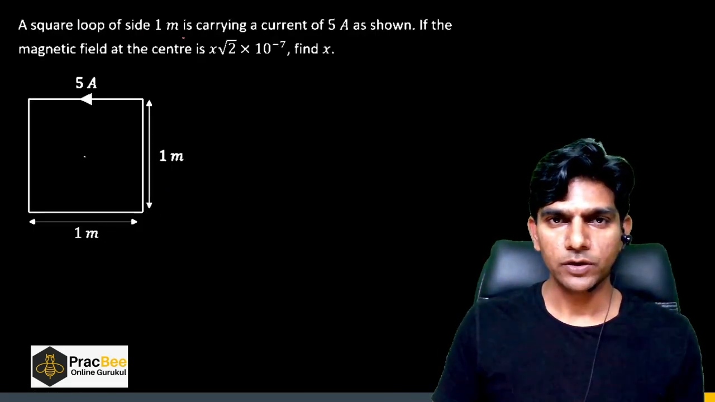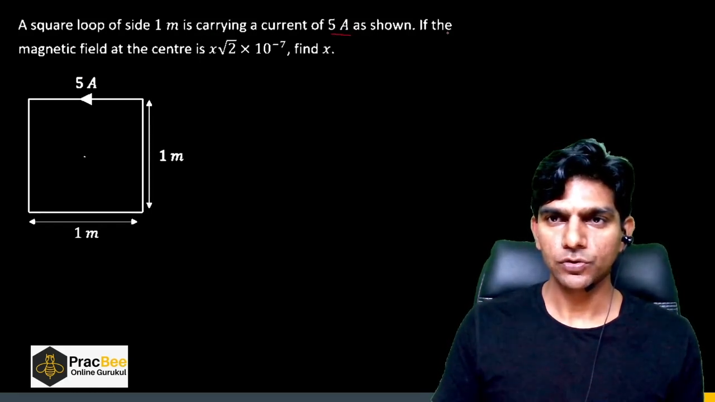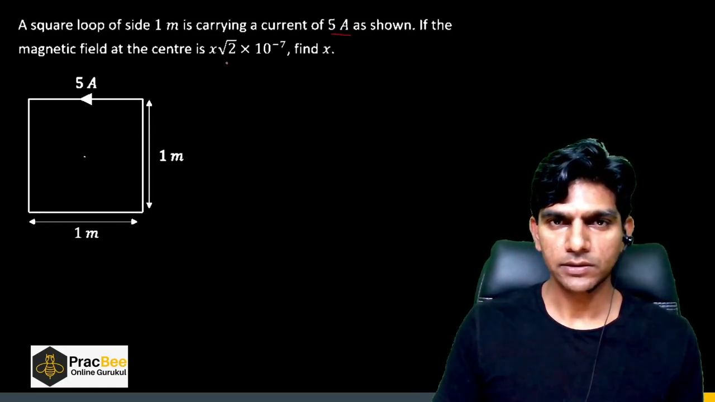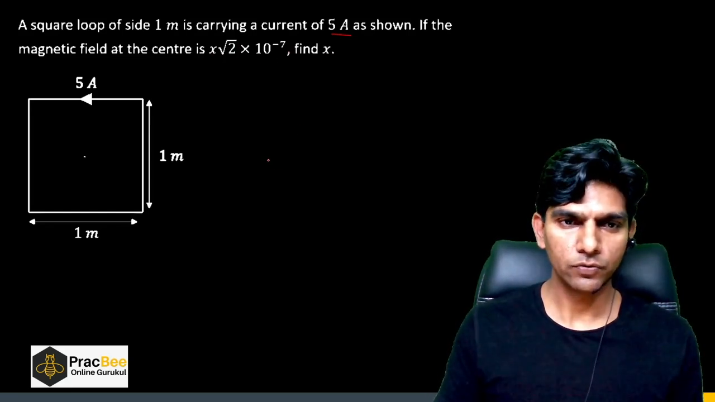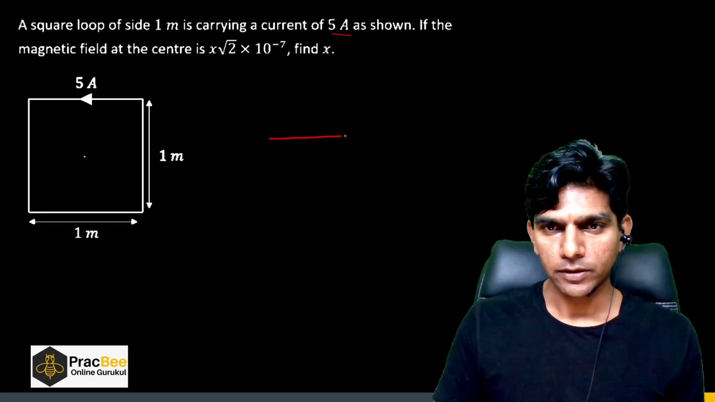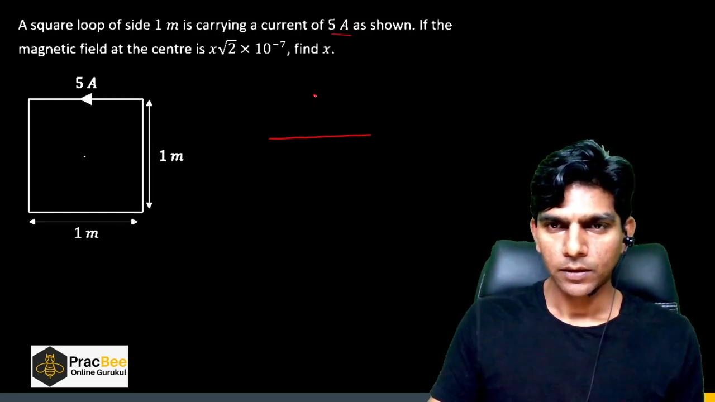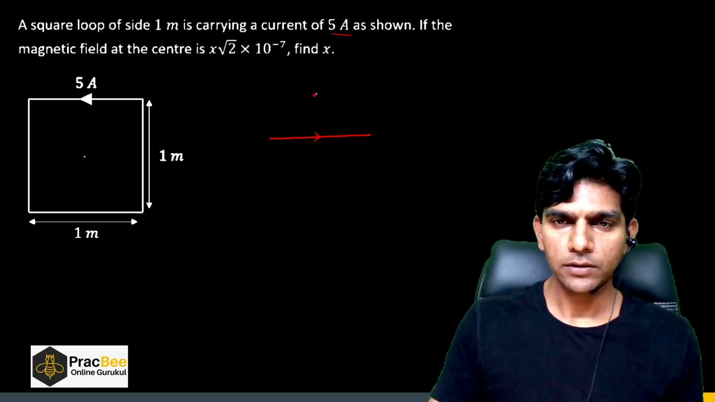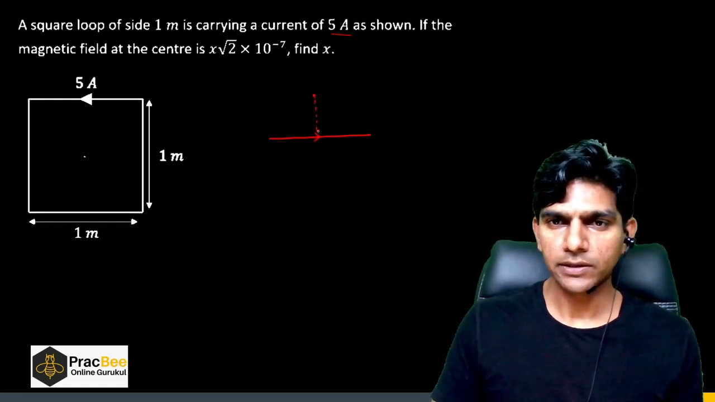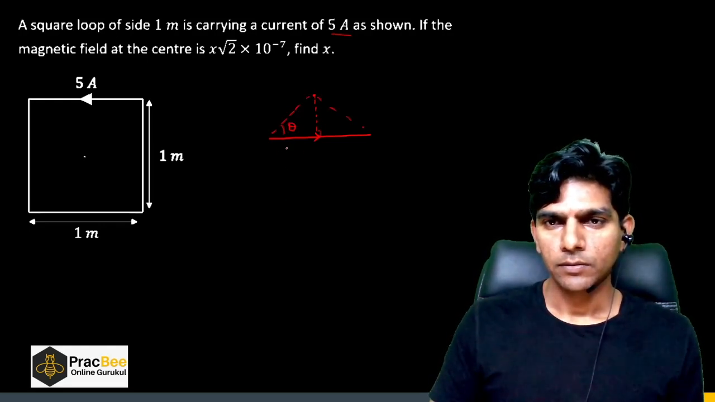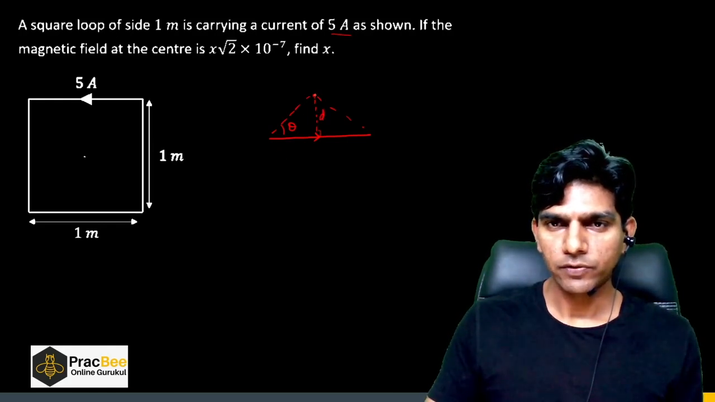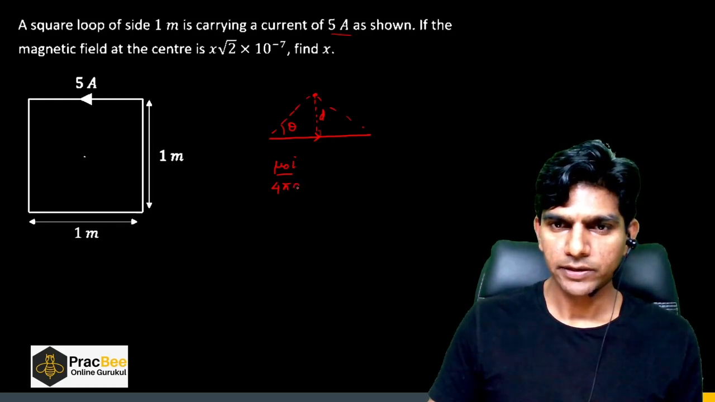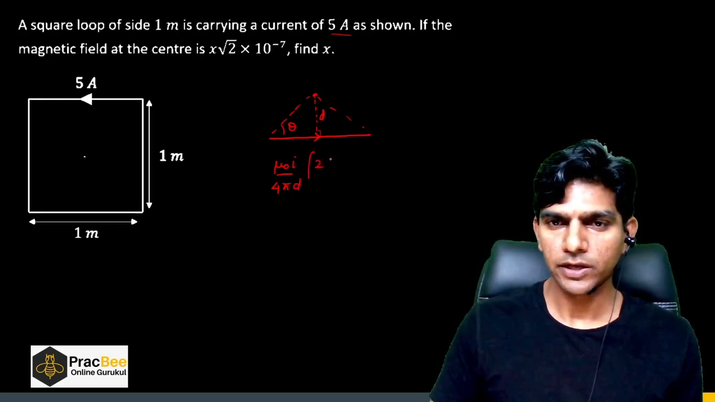Now let us see the next question. A square loop of side 1 meter is carrying a current of 5 ampere as shown. If the magnetic field at the center is x root 2 times 10 raised to the minus 7, find the value of x. Okay, right. So if we have a finite wire and we want to find the magnetic field at a point which lies on the perpendicular bisector, and if this angle is theta and this distance is d, so the magnetic field at this point will be mu naught I upon 4 pi d, where d is the distance of that point from the wire, times 2 times cos theta, right?